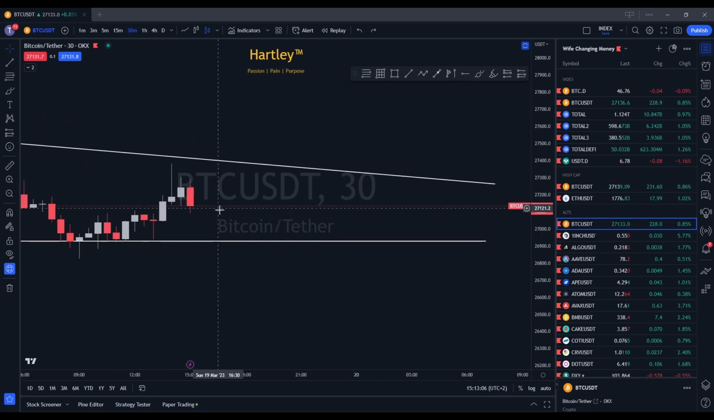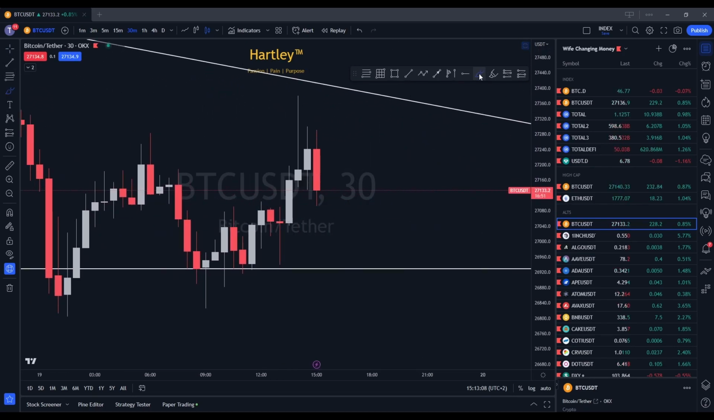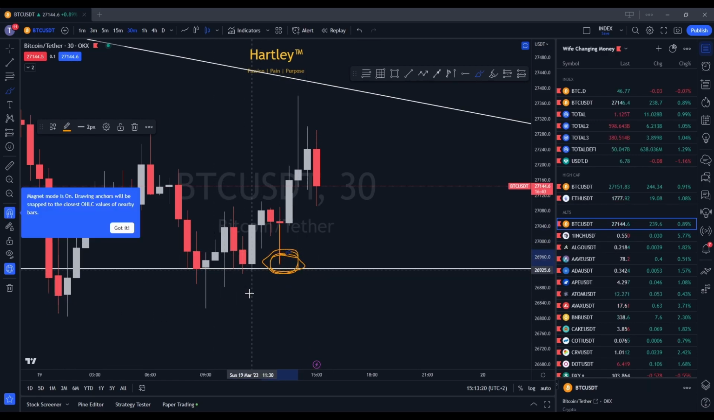So for example, what do I mean by this? I'm saying that if you look at this candle here, right? This candle once upon a time was all the way at the bottom. It was at some point touching this trend line.